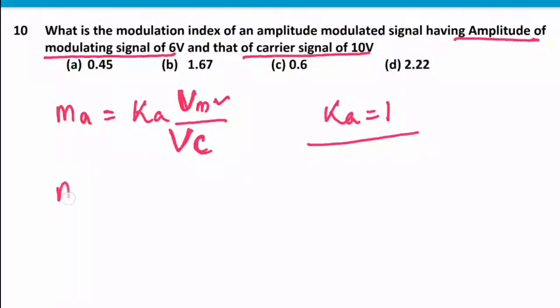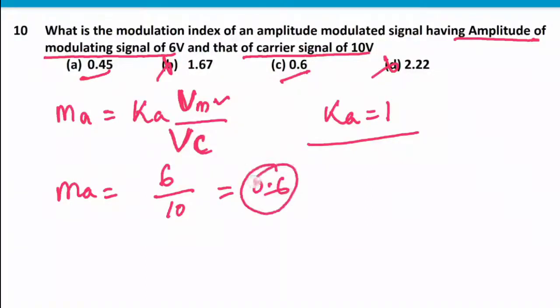So here MA is equal to modulating signal amplitude by carrier amplitude, that is 6 by 10. This is 0.6, and MA value is always between 0 and 1. So first thing, option B and option D are wrong, and only option A and option C are remaining. So here both are practical values, and the value 0.6 is the correct answer.